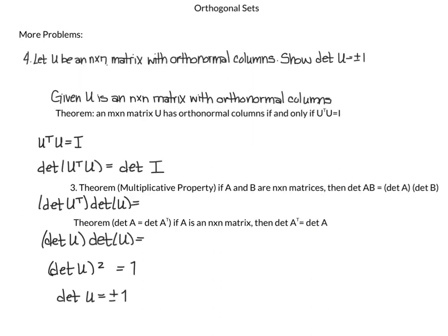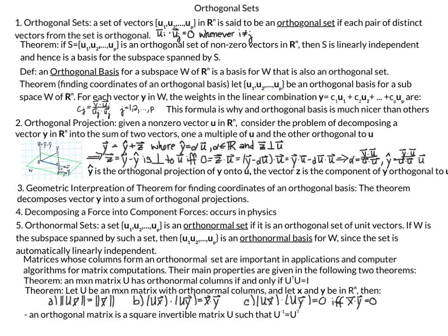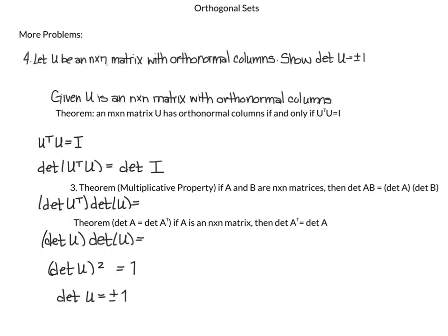Problem number 4 is let U be an n by n matrix with orthonormal columns. Show that the determinant of U is equal to plus or minus 1. So we're given U is an n by n matrix with orthonormal columns. So we have this theorem that an n by n matrix U has orthonormal columns if and only if U transpose U is equal to I. You can see that theorem right over here at the bottom of our overview page. So I just wrote that here.